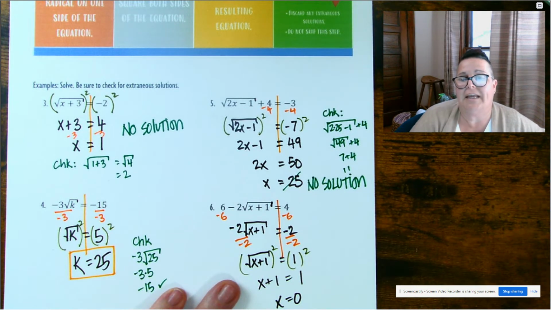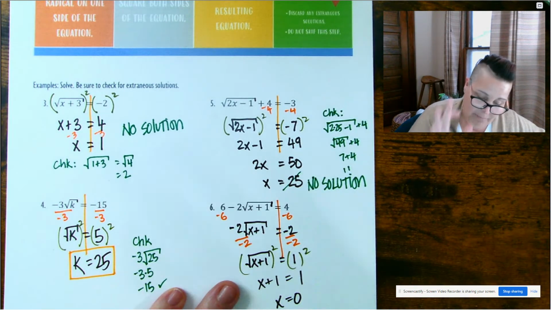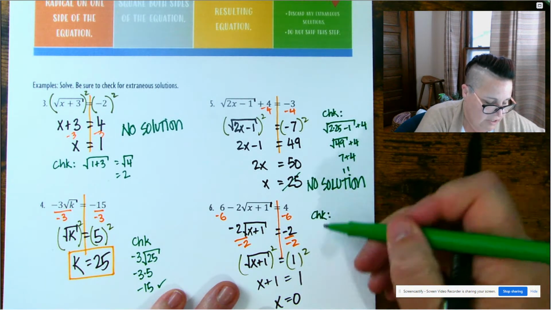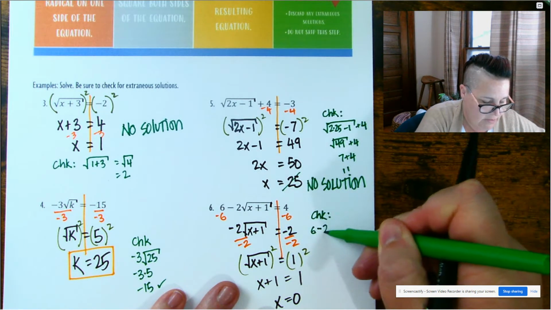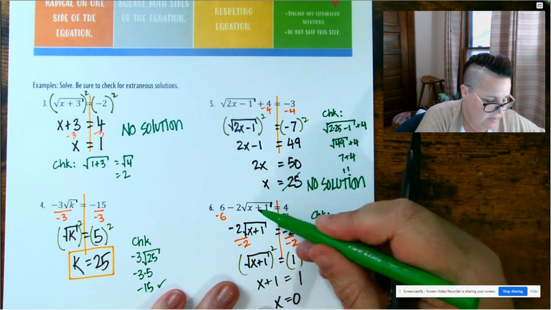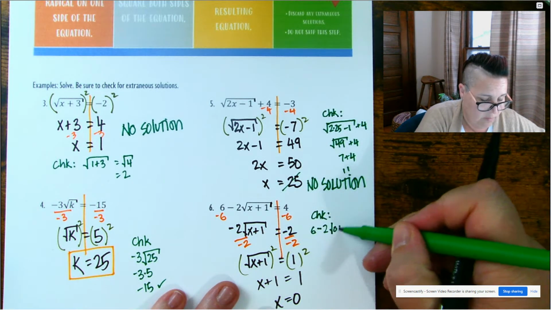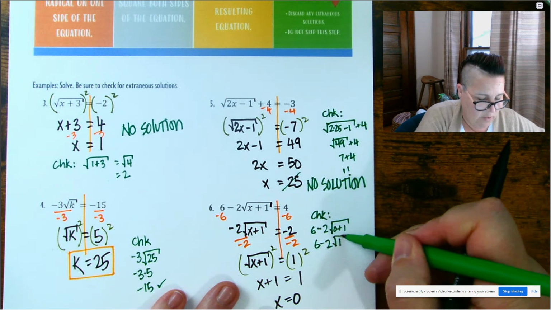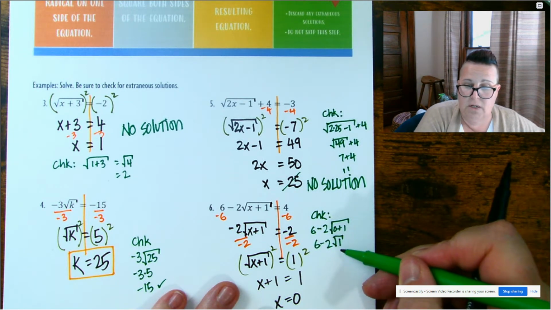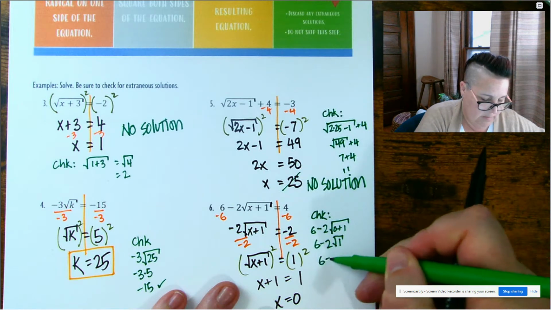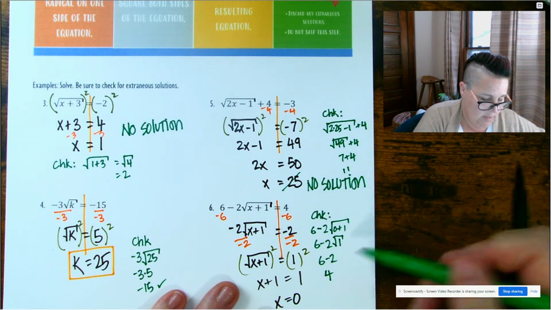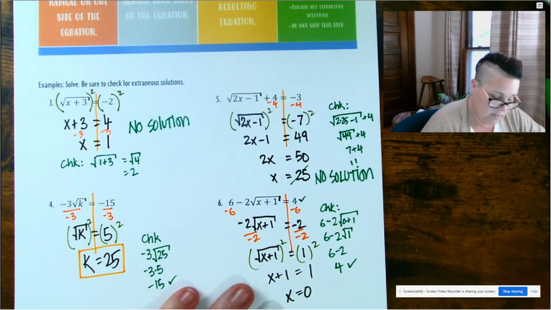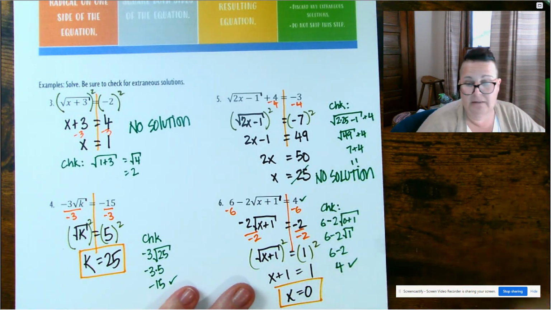That's a lot of work to get x is 0. All right, I'm not even sure I'm done yet. We want to check it. So I'm going to check this. I'm going to get 6 minus 2 times the square root of 0 plus 1. 6 minus 2, square root of 1. Square root of 1 is 1. So this is 6 minus 2, which is 4. And that does check with the 4 I was supposed to get. So this will work, and it is a solution.